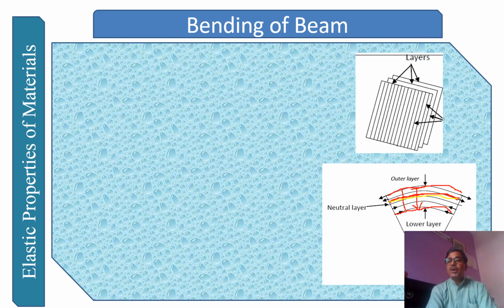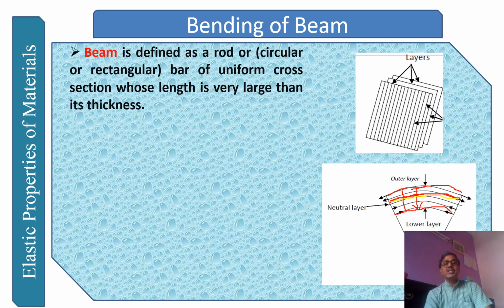So let us see what has been represented. What is the beam? A beam is defined as a rod, circular or rectangular. Here we have taken a rectangular bar of uniform cross section whose length is very large compared to its breadth and thickness. Of course, the length must be very, very large compared to its breadth and thickness.